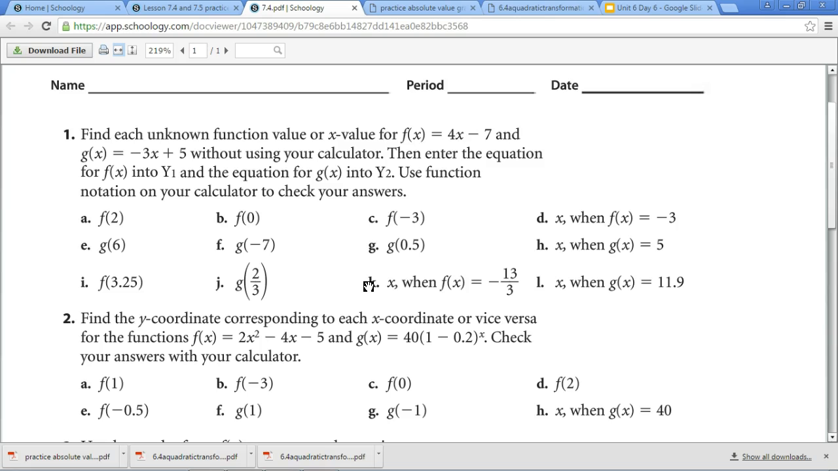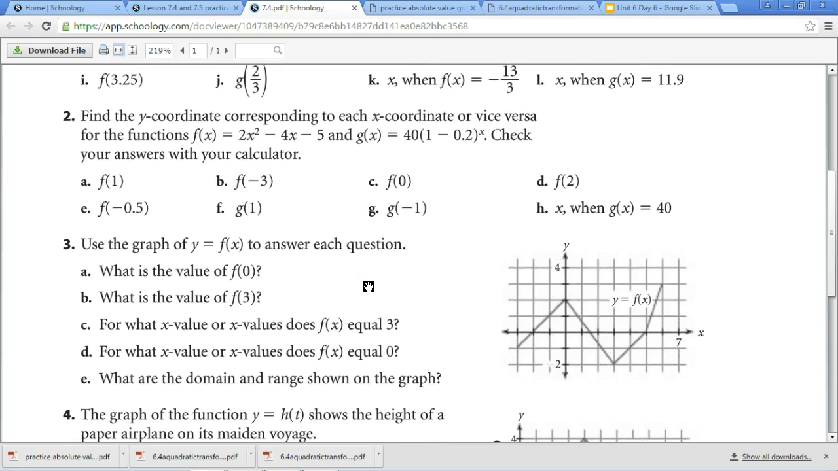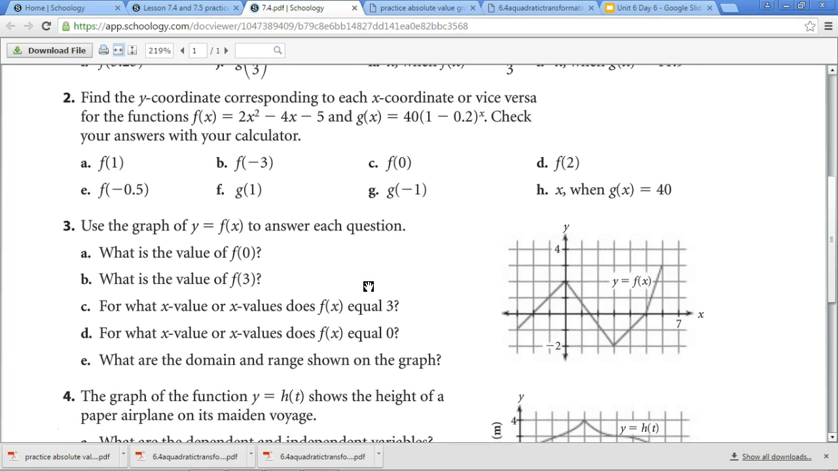Okay, let's go back. I did want to go over, okay, here's a quadratic number 2.